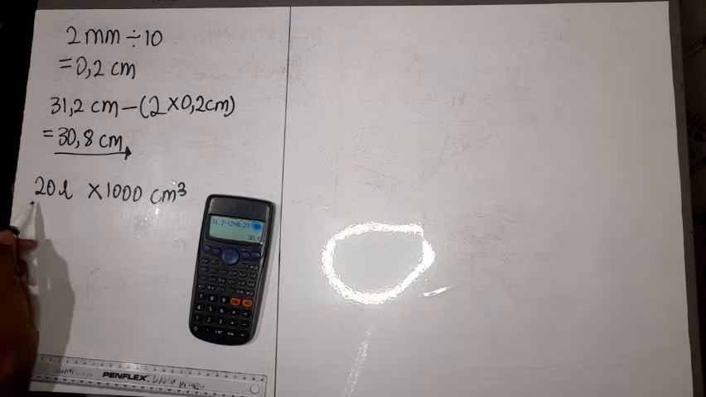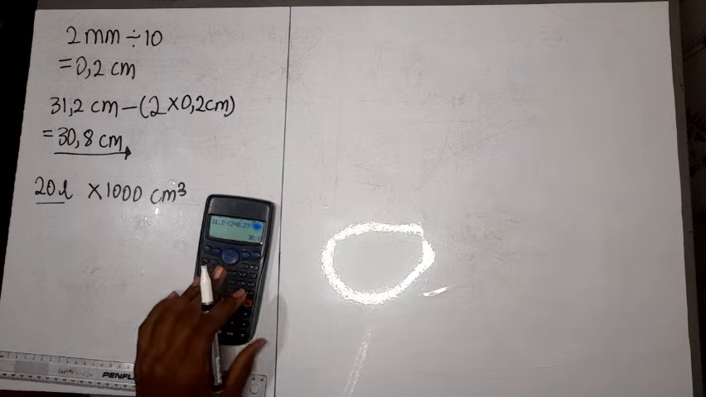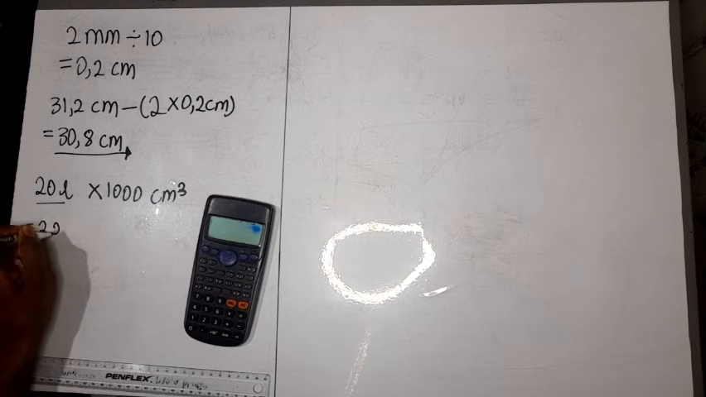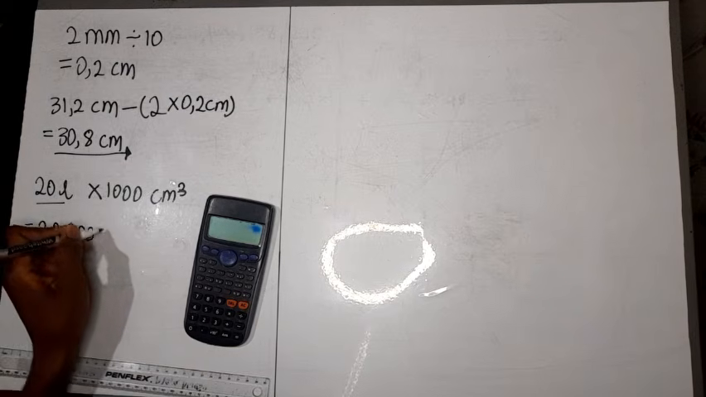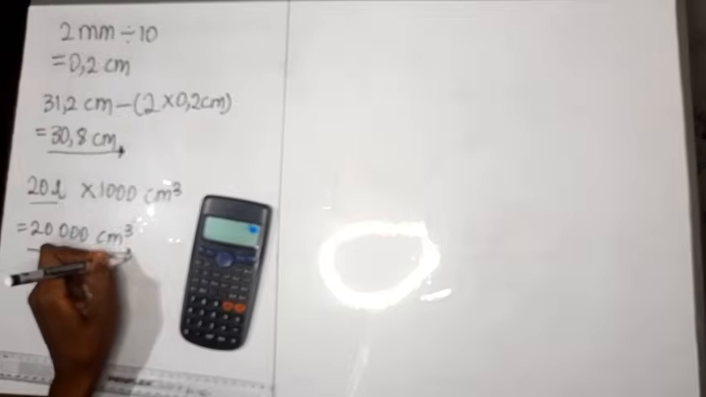So we're going to take the 20 liters that has been given to us and multiply it by 1000 cubic centimeters. So that is going to be 20,000 centimeters cubed. So this is our volume. This is the volume of the bucket. So now we have the volume of the bucket, and we also have the inner diameter of the bucket. So I think we can now go and calculate the height of the water that will be inside the bucket.